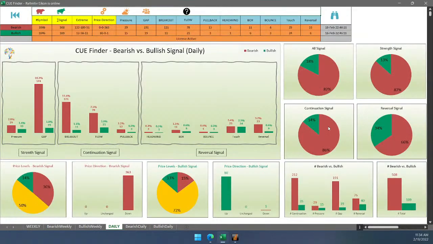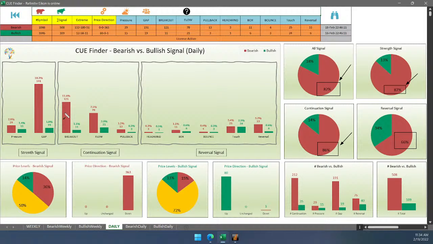Short-term view, daily balance between bulls and bears as of Friday's close, very bearish. 82% of all signals bearish. Strength signals 87%, trend continuation 86, even reversal 66. It is very bearish. No doubt about that.